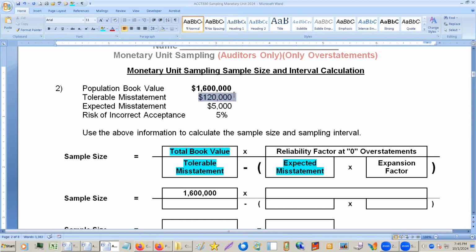The tolerable misstatement. This is the amount of misstatement that we will allow for. This is kind of the allowed amount. So we're saying that if this was misstated by 120,000, that's a judgment call, we would be okay with it. So this is the total amount that we would allow for our misstatement to be. Our expected misstatement, and this might come from the previous year.